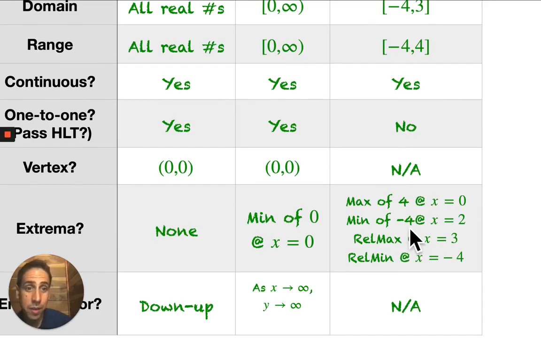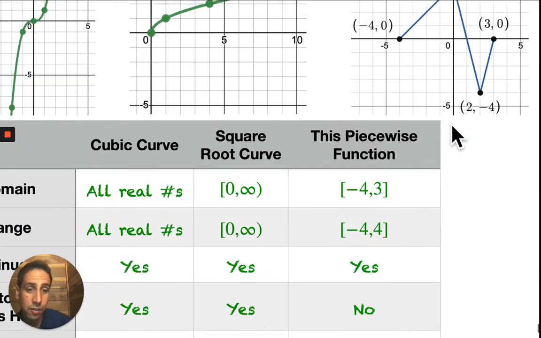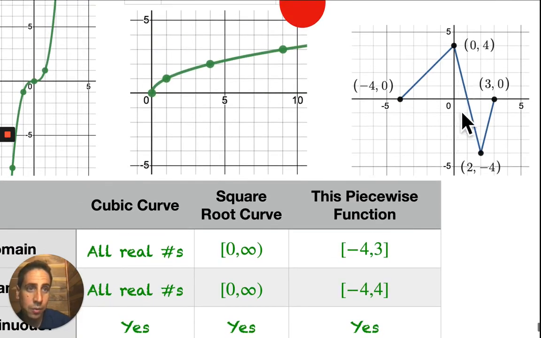It has some really interesting extrema. It has a maximum value of 4. That's the highest value. If you were going to make a table, the highest value would be 4, and the highest point is right here. And where is that exactly? It's at x equals 0. I'm going to zoom out a little bit, because this is getting to be a bit much.